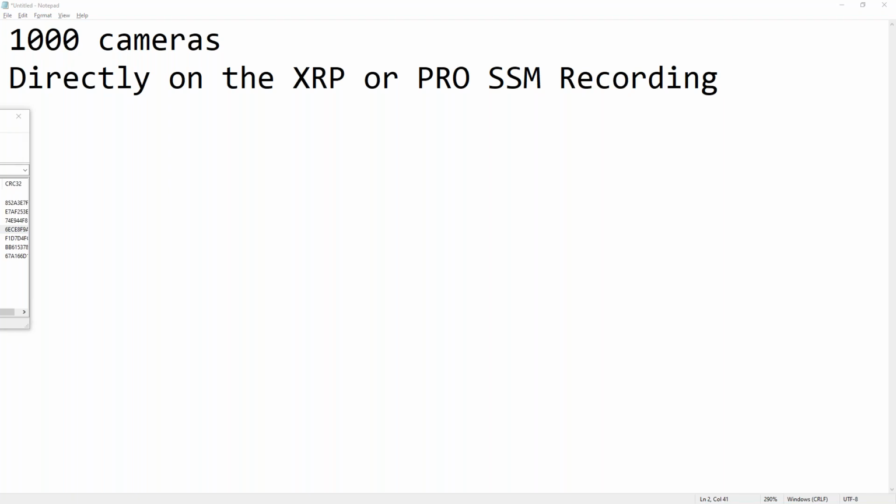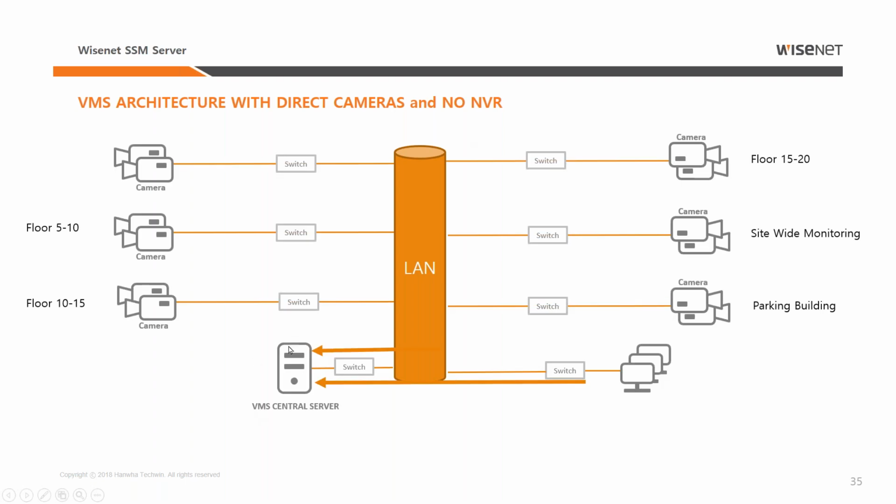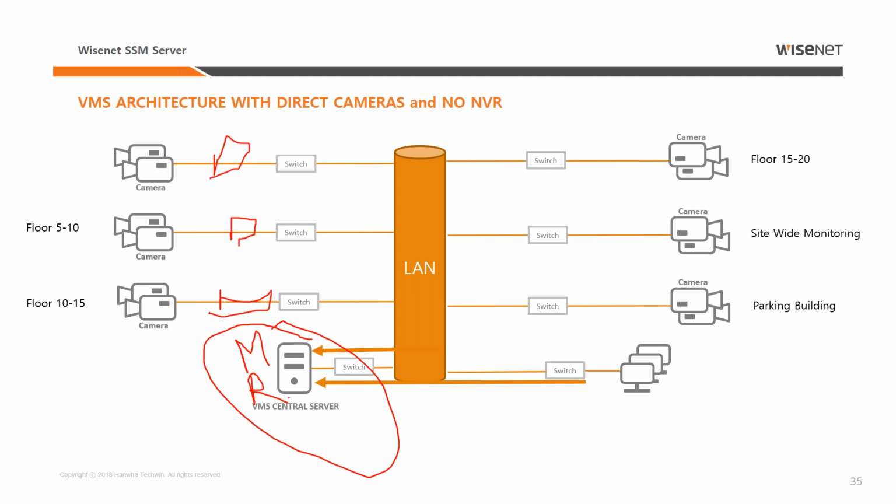Direct recording. Go back to this. So VMS architecture with direct cameras and no NVR in between. But you still need to record. So that recording is now happening here. So this particular server is now managing and it is also recording. So both in one. Here you're not buying this branched out NVR, you're doing everything together.